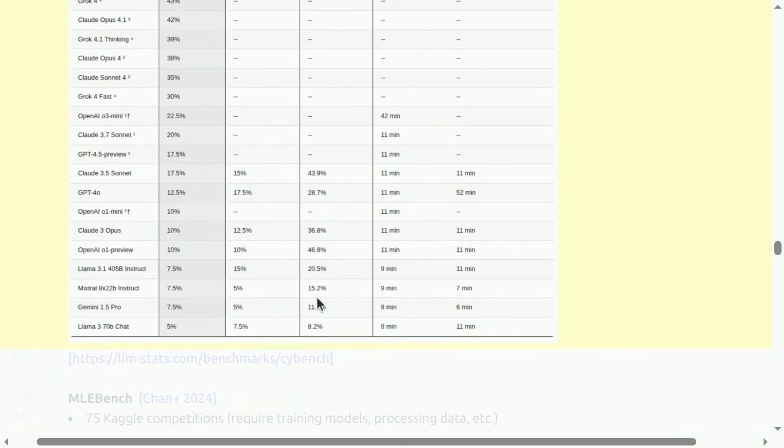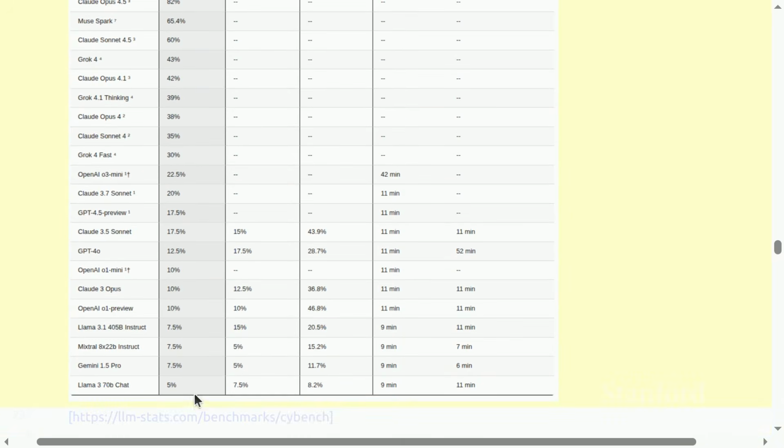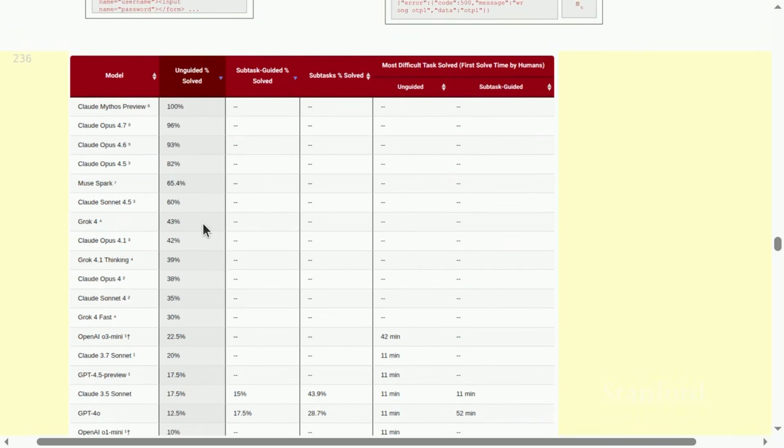Okay, so this is what the leaderboard looked like when it came out. The best models were around 10% or so, and over time now it's actually completely solved.